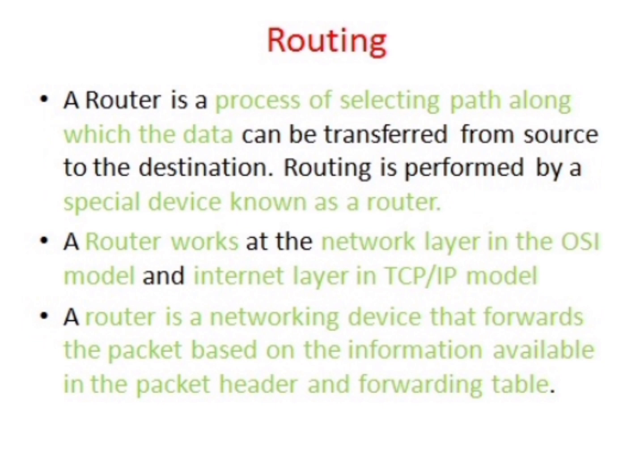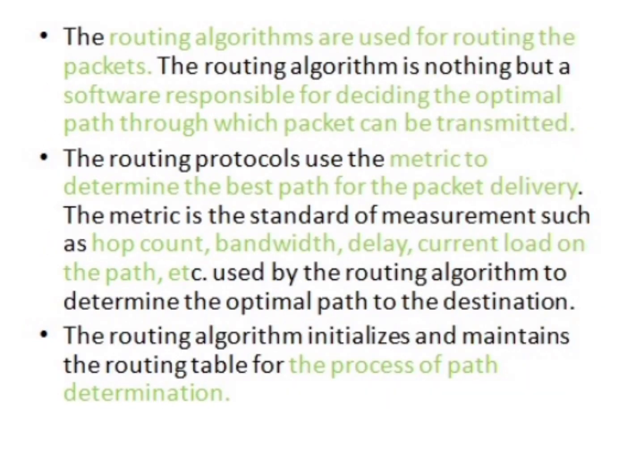We all know that the router works on the network layer of the OSI model and the internet layer in the TCP/IP model. The router is a network device that forwards packets based upon the information available in the packet header and the forwarding table. They use a routing algorithm for routing the packets. A routing algorithm is software that is used to determine the optimal path through which the data packets are transmitted.